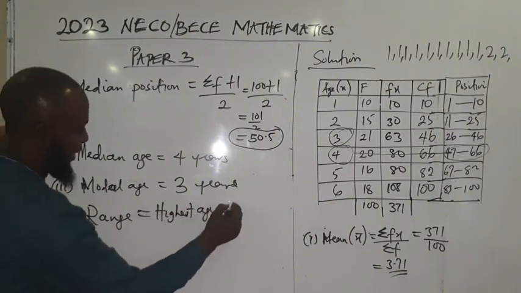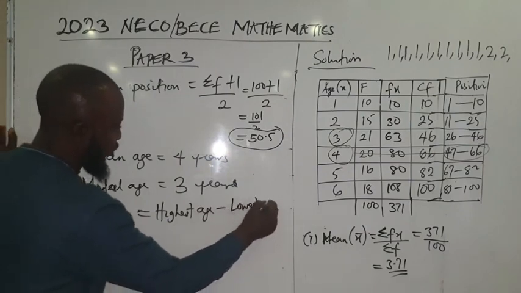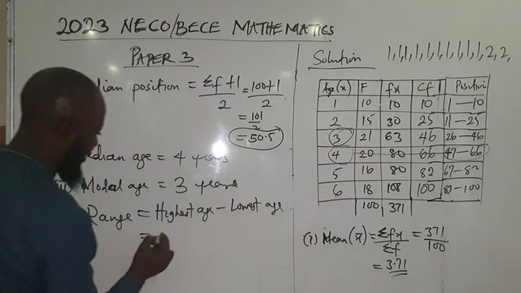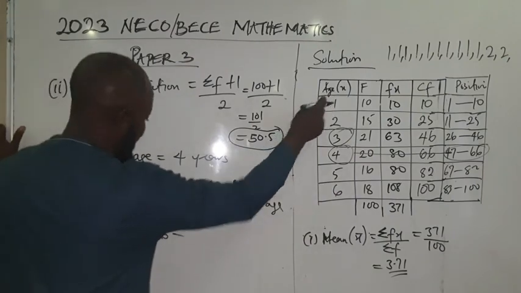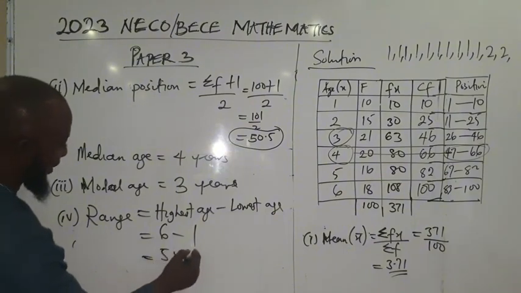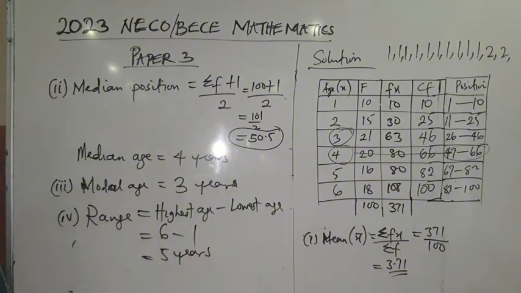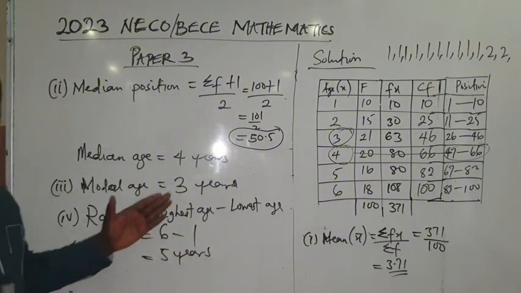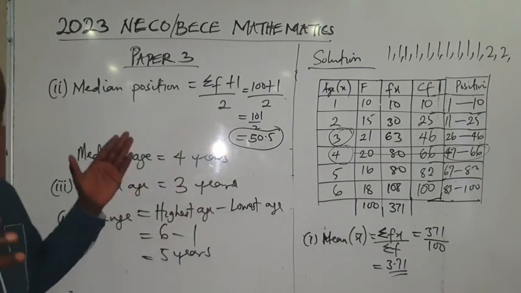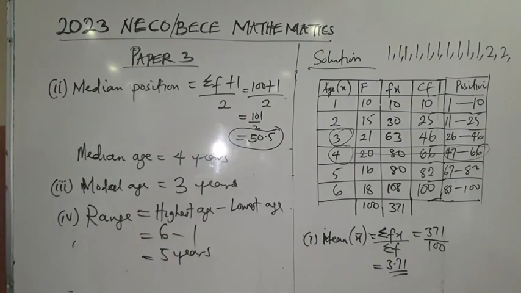So that the difference between the highest age minus what? Lowest age. So what is the highest age here? Is 6 years minus the lowest age, which is what? 1. So the answer will then be what? 5 years. So the age range is what? 5 years. That is, the age range of children in the orphanage home is within 5 years. Is that clear? So that is that.